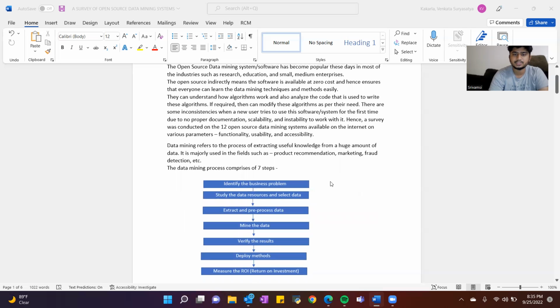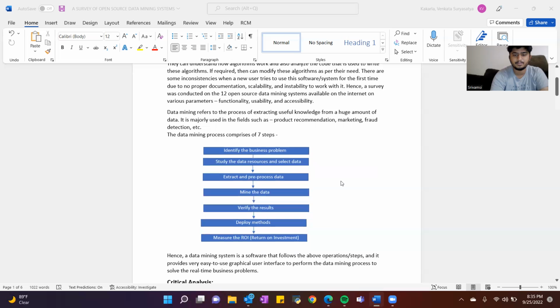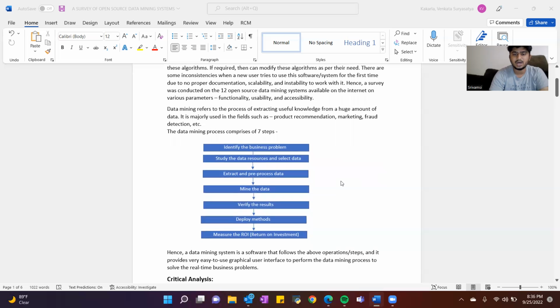The data mining process comprises 7 steps. The first step is identifying the business problem. After that, studying the data resources and selecting the data is the second step, and extracting and pre-processing the data is the third step. Mining the data is the fourth step, and then verifying the results, deploying methods, and measuring the ROI, return on investment. These are all the 7 steps that the data mining process comprises.